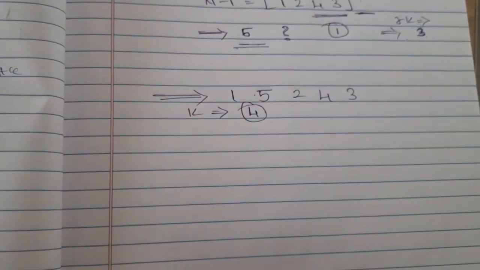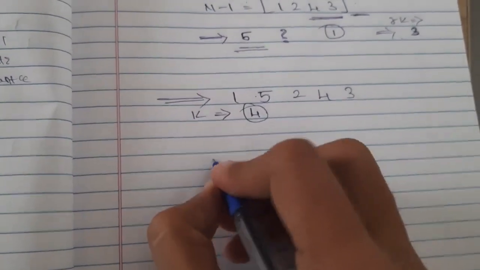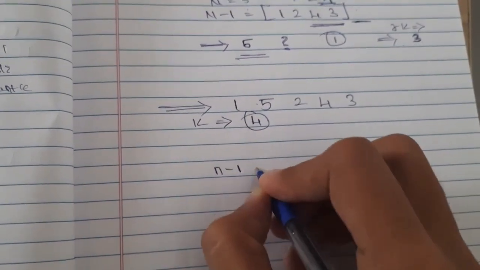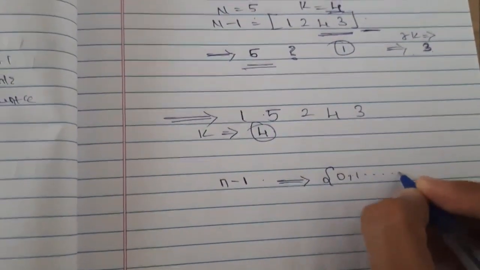So let's extend this idea further. Suppose we know the number of arrangements of an array with n minus 1 elements, with the number of inversion pairs from 0, 1 till k.